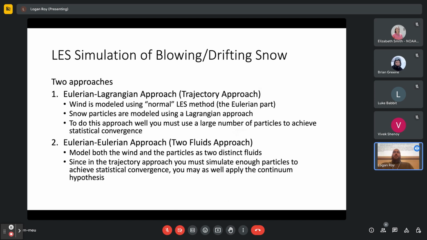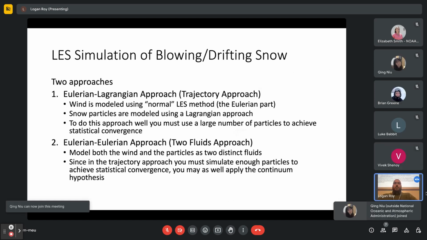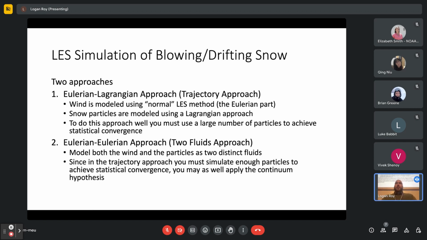That leads into the second approach, which is the Eulerian approach, or the two-fluids approach. With so many of these particles, you might as well apply continuum analysis and treat the particles themselves as a fluid. So you can develop a two-fluids approach. Again, you gain computational efficiency, though you lose some of the physics. But again, we keep in mind the target of our simulations.